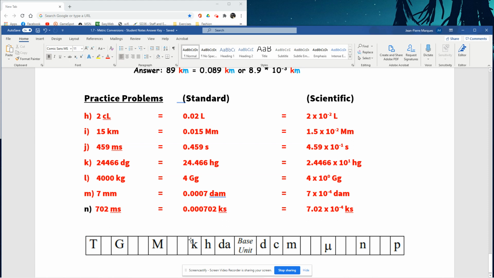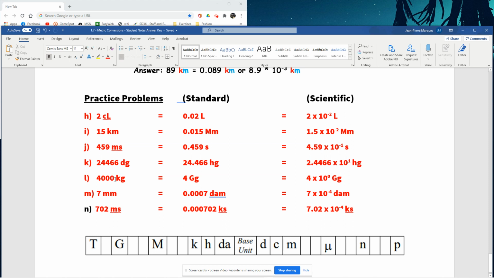Okay, L, 4,000 kilograms. Kilo is here, giga is here. Therefore, going from kilo to giga, you're going to jump 1, 2, 3, 4, 5, 6. I move my decimal 6 places to the left. Oops, did I make a mistake? Yes, I did. I think I confused giga and mega. I hope I didn't do it in the answer key. Okay, so that's a mistake.